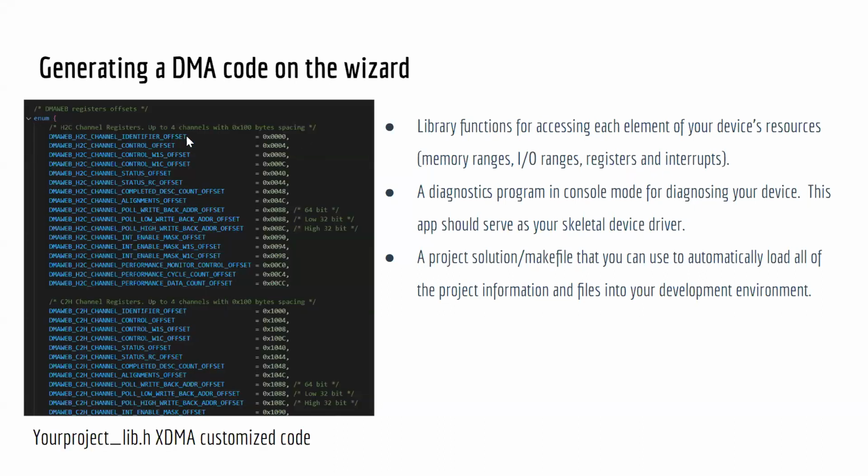Here we can see a list of access registers, channel registers, host to card, card to host. This is from your project lib header file, customized code. So you can see that we pretty much did some of the work for you. You can simply call the offset, and this corresponds with the device access registry page from the device specification manual.